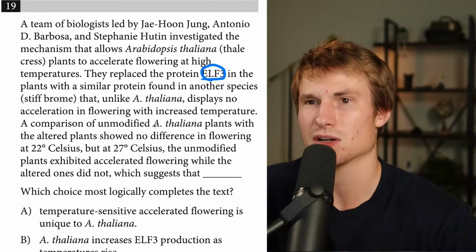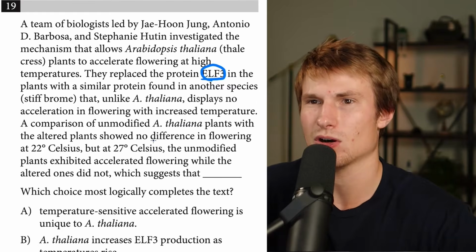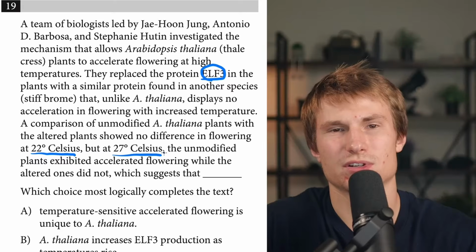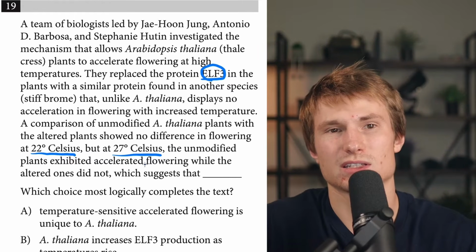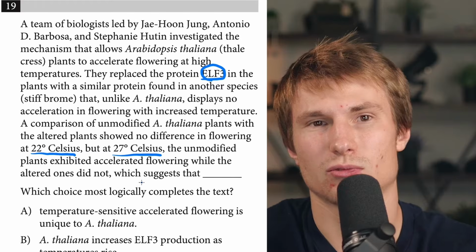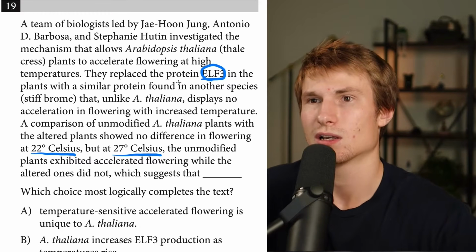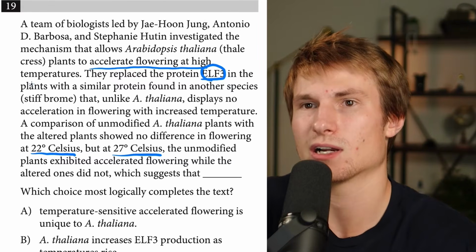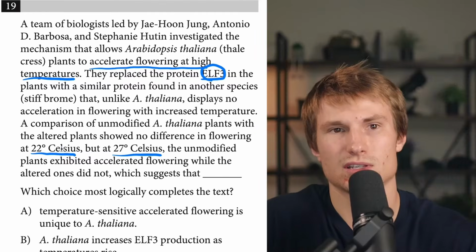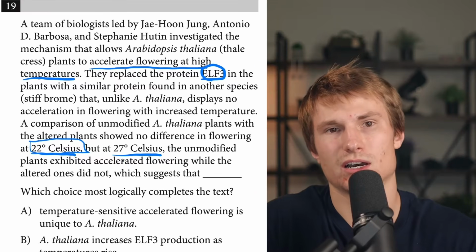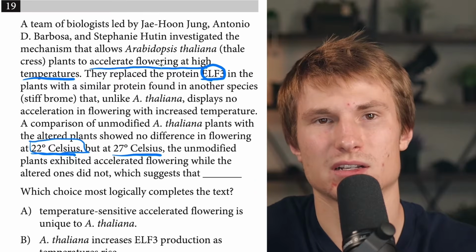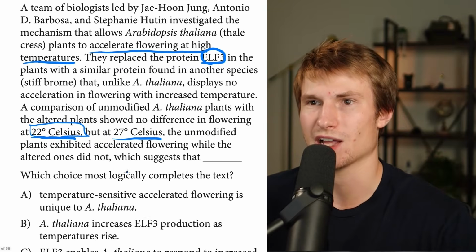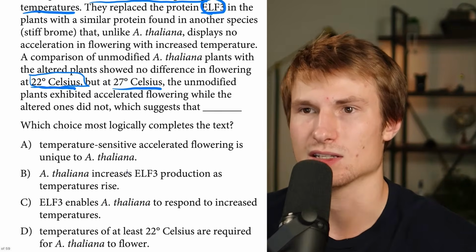If we go on, a comparison of unmodified A. thaliana plants with the altered plants showed no difference in flowering at 22 degrees Celsius, but at 27 degrees Celsius, the unmodified plants exhibited accelerated flowering while the altered ones did not, which suggests what? Okay, so keep in mind that the A. thaliana plants accelerate flowering at high temperatures. So the fact that there's no difference at 22 degrees Celsius would make sense. Now, once we get into higher temperatures, that's where you would expect that accelerated flowering to occur. And it does in the unmodified plants, but in the modified one, which lack the ELF3 protein, it does not. So that'd be the key difference there.